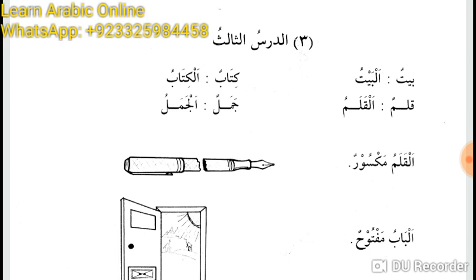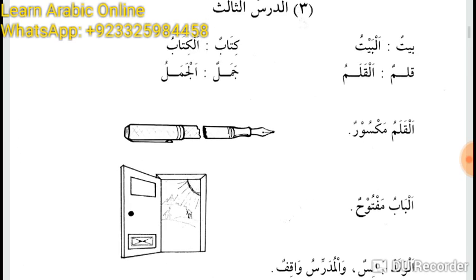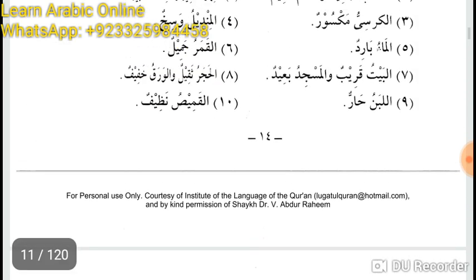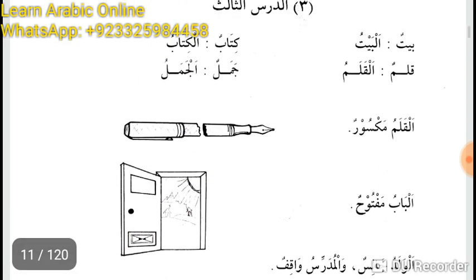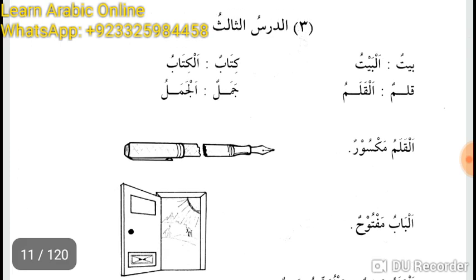Remember that whenever we use Al at the start of a word, we cannot use Tanween at the end of the word. Okay. Now start reading it.